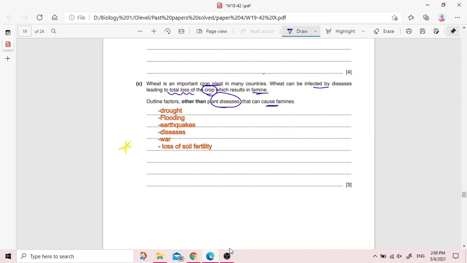Flooding. Excess water that kills the plants. Earthquakes. Diseases. Spread of diseases in animals, for example. So the animals die, the cows die, so there's no meat. War. People are fighting together, so no one is available for the agriculture and for farming the animals. Nobody is free to make food. Loss of soil fertility. No plants, so no food. So all these reasons can cause a famine.